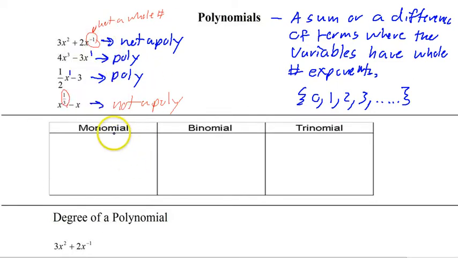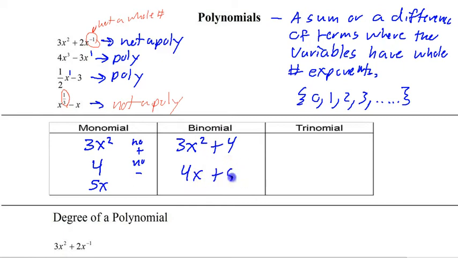Now we have classification. So if it is a polynomial, we can call it a monomial, binomial, trinomial, or polynomial. So monomials look like this. There's only one term. No pluses, no minuses. Okay? No addition, no subtraction. Binomial. It would look like this. Or like this. You have one plus or minus. We have basically two terms. And for monomial, it's one term.